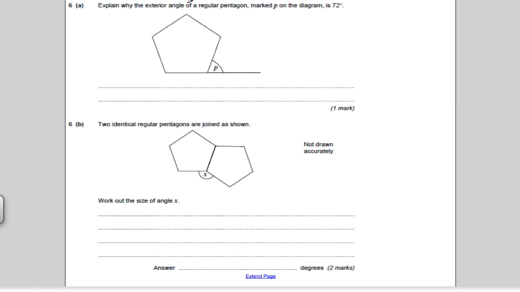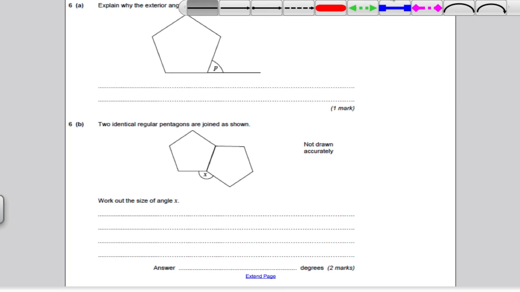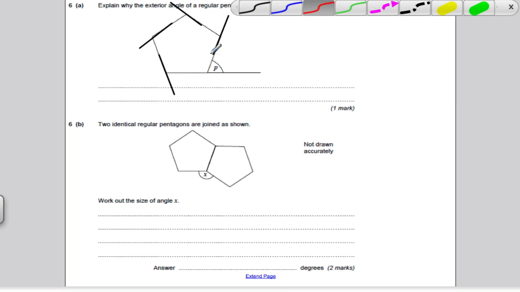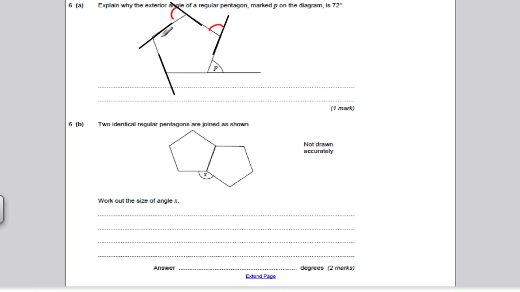Okay, it says, explain why the exterior angle of a regular pentagon is 72. Well, there's a rule we should know. I'm just going to draw in all the exterior angles here. An exterior angle is the angle outside the shape made if you continue one of the sides of the shape. So here's an exterior, here's an exterior, here's one, and here's one. They are all the same on a regular pentagon.